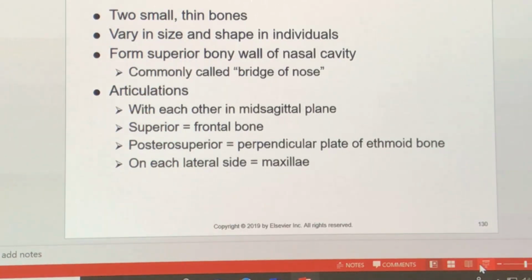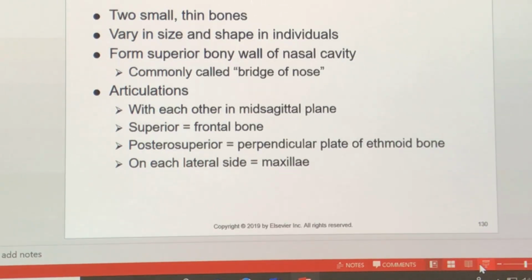There's 2 of them. They're fused together in the middle. There's one on the left, one on the right. They vary in size and shape in individuals. They form the superior bony wall of the nasal cavity, and that is the bridge of the nose.